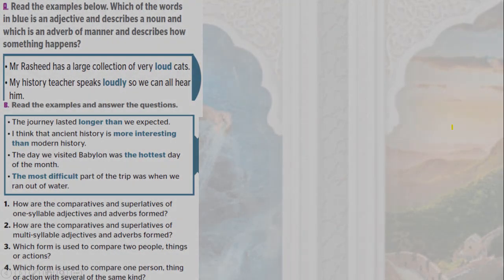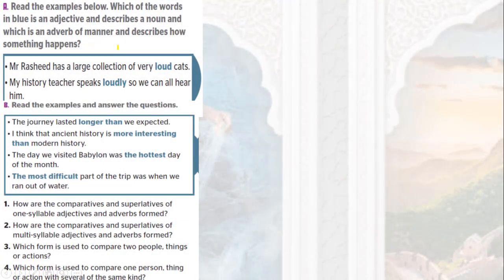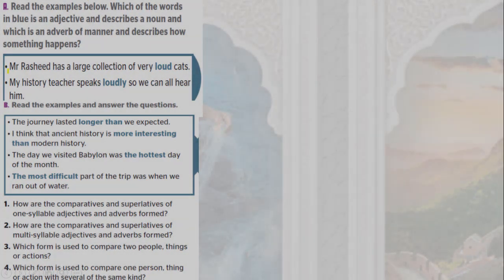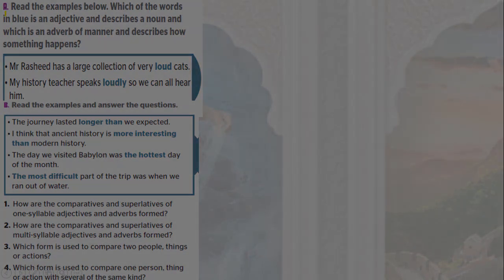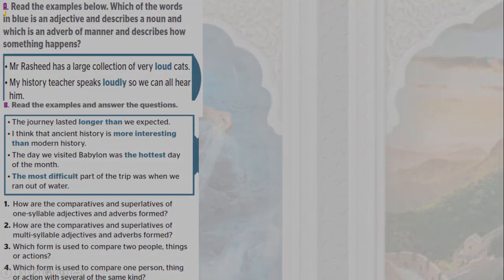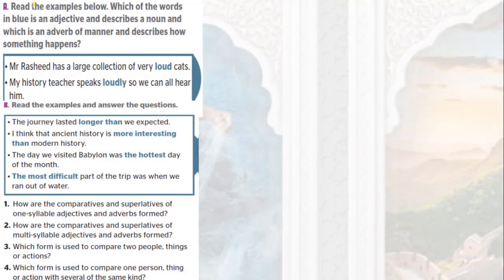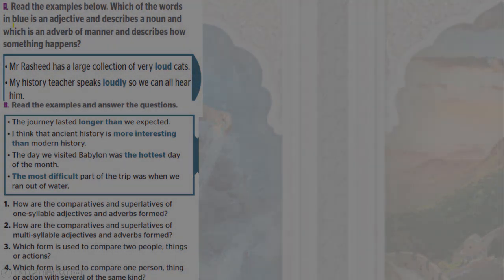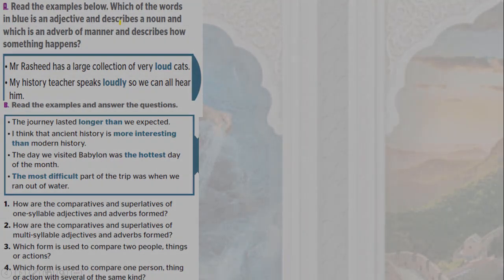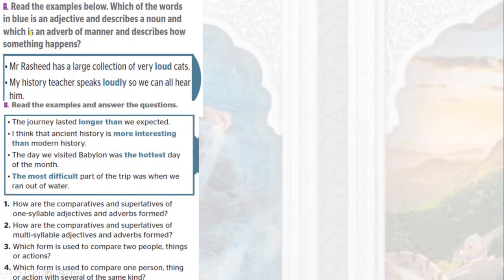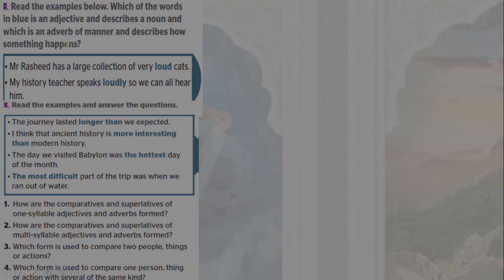And now we need your student's book. Page 40, task A, the grammar part, of course. Someone to read the instruction? Read the examples below. Which of the words in blue is an adjective and describes a noun, and which is an adverb of manner and describes how something happens, means describes the verb?